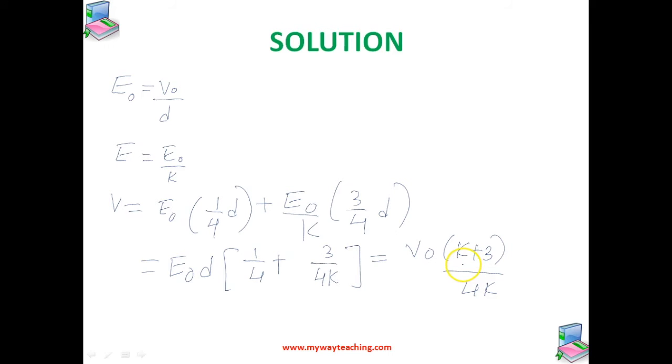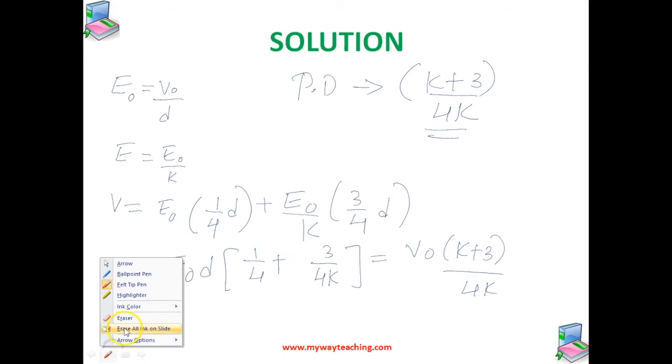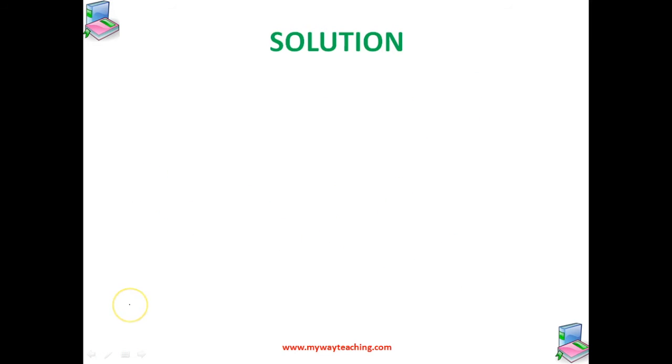So the potential difference decreases by the factor K plus 3 by 4K, isn't it? Yes. While the free charge Q naught on the plates remains unchanged, thus the capacitance increases.